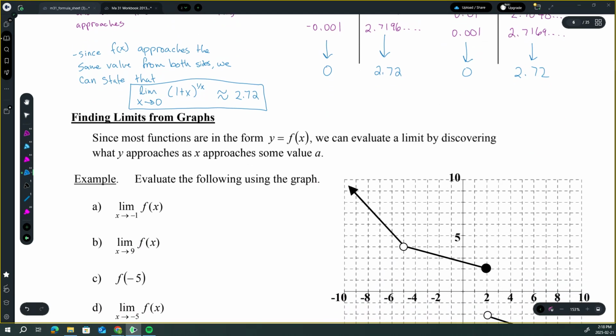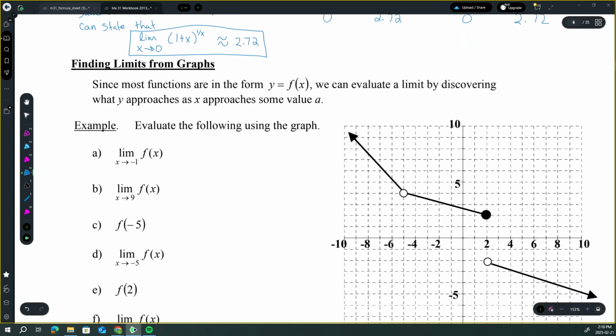All right, so you're going to have to know how to figure out limits numerically, like how we just did, but also you need to figure out limits by looking at a graph. Since most functions are in the form y equals f of x, we can evaluate a limit by discovering what y approaches as x approaches some value a. So looking at our example, we have to evaluate the following using the graph.